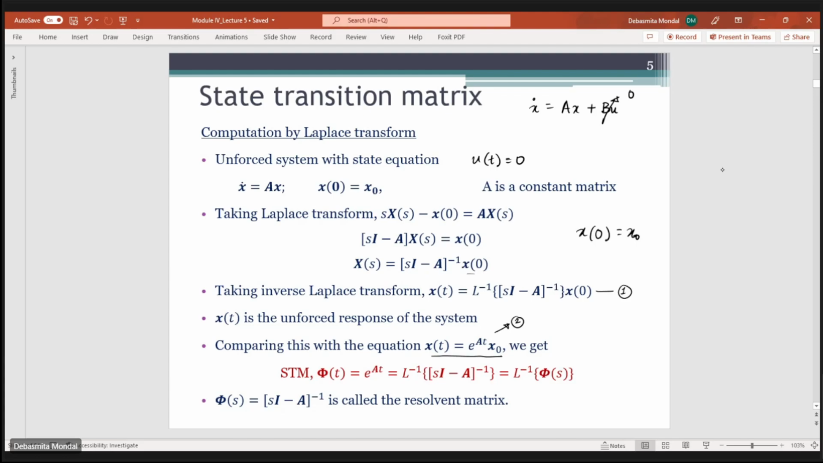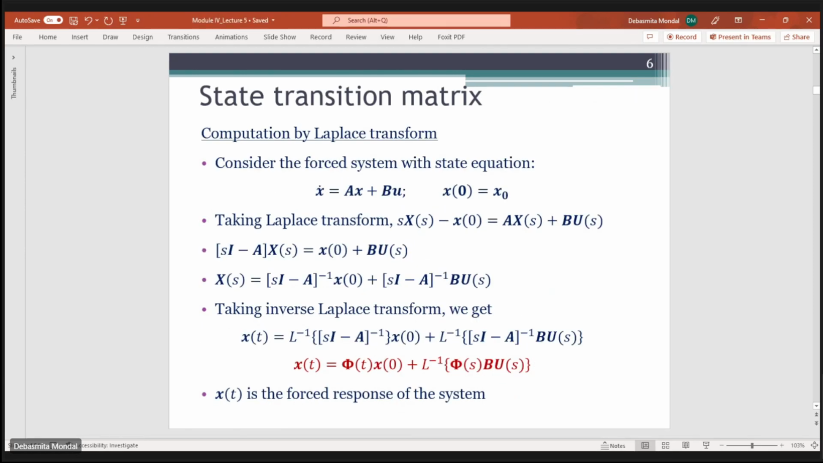So A is known to you. Whenever the system is given to you, you can express the system in the form of the state space equation. The moment you express the system in state space form, you will know the value of A. So A is known to you, and you can find the inverse of the matrix sI minus A. Once you find the inverse, you can simply take the Laplace inverse of that resolvent matrix and you will end up with the value of the state transition matrix.